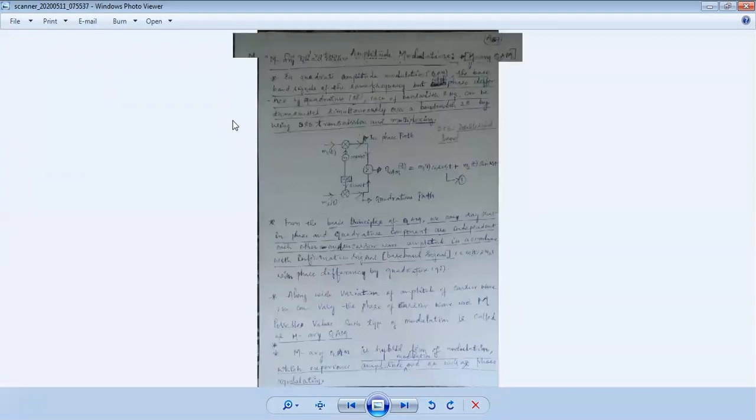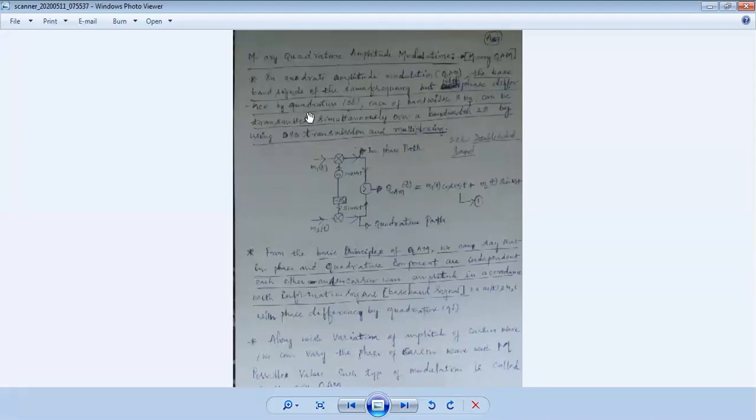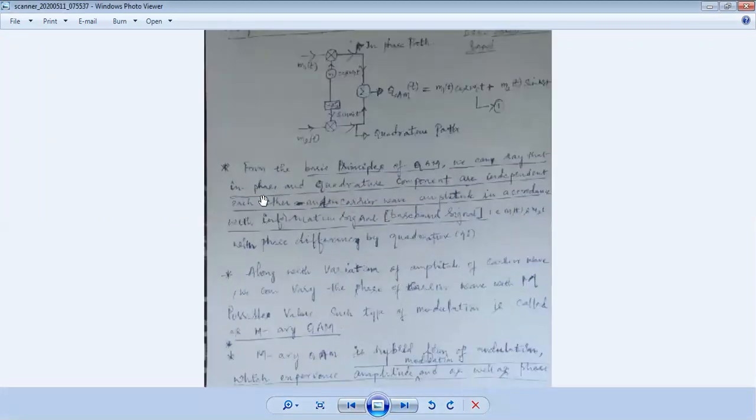Now let's come back to another type of PSK, which we call M array quadrature multiplication. Look back, very important here. What exactly is the quadrature? Simple, I told you. In QPSK, in a similar manner, let us say we have two messages to be transferred, M1 of t and M2 of t, two messages, each one will be multiplied.